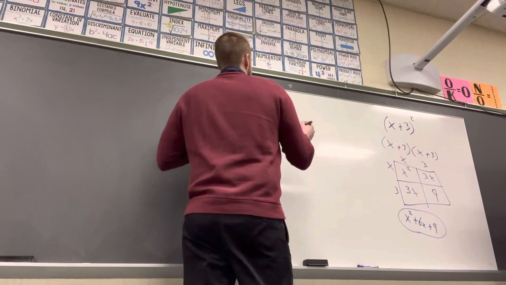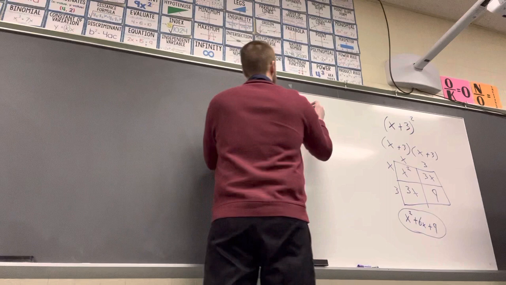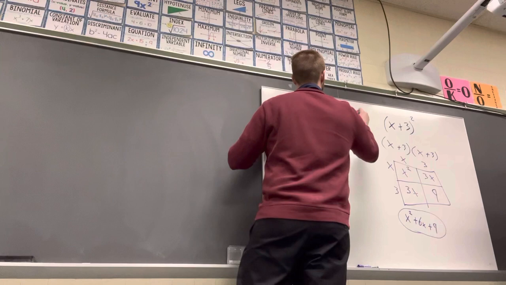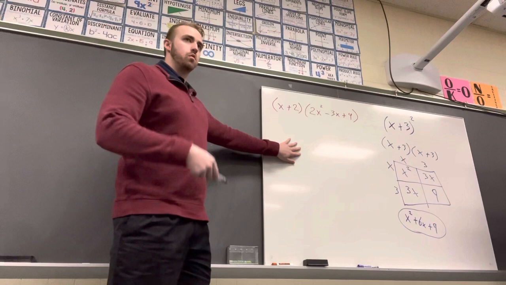Well, let's see. We'll keep it simple for now. We'll go x plus 2, and then we'll say 2x squared, minus 3x plus 4. All right, so we'll do one the traditional way, and then we'll do one the box method way, okay?